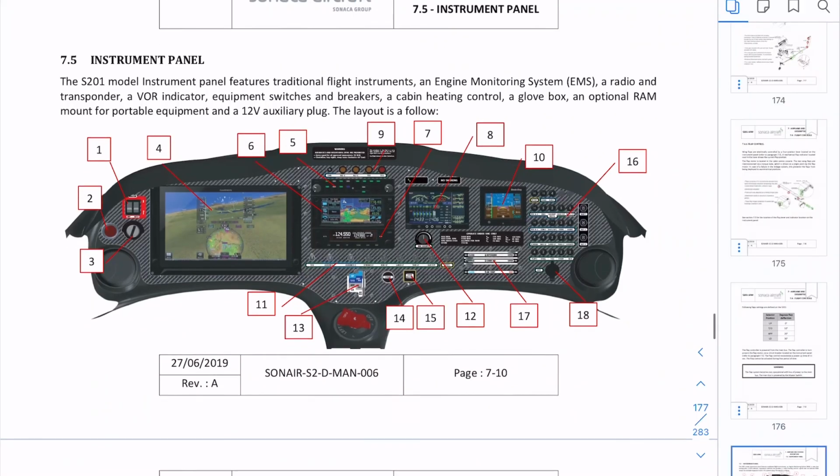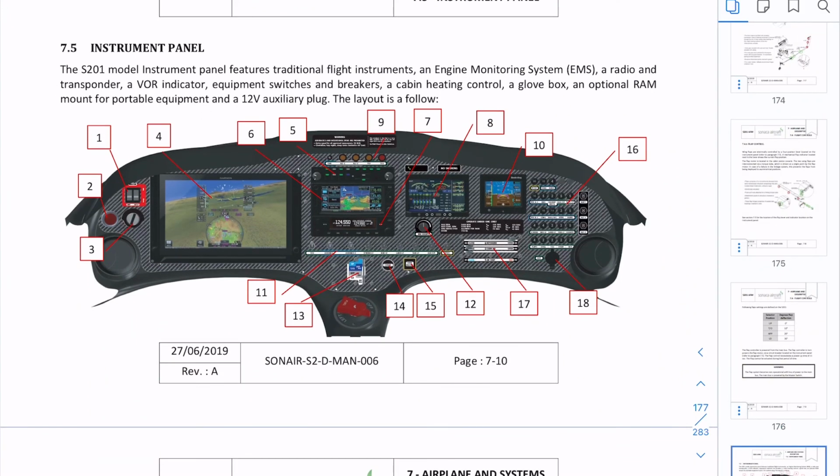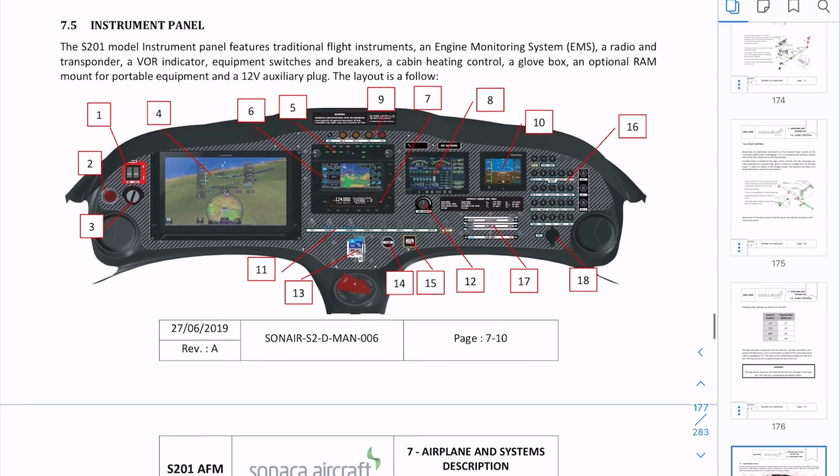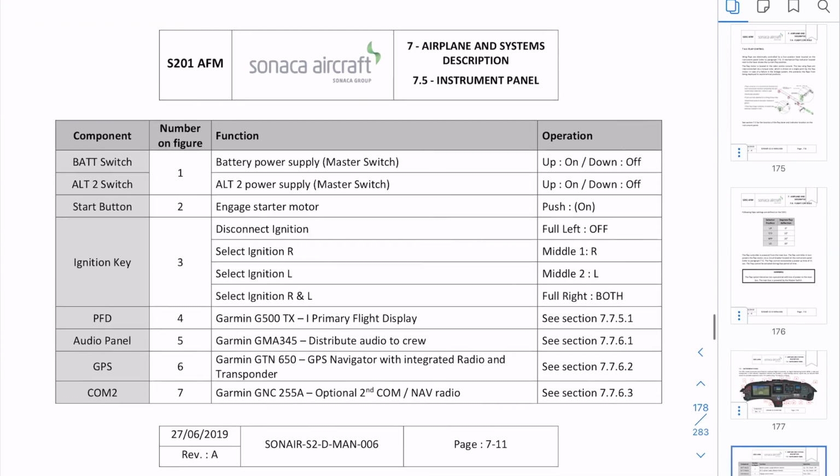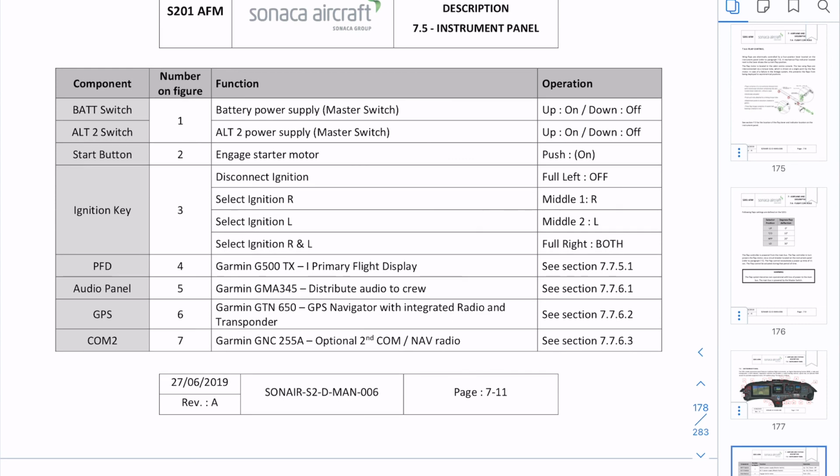Something else that you will also find inside of the AFM is the layout of the aircraft systems. For example, the Sonaca S201 that I use to train has a very modern instrument panel, and inside its AFM you can see not only the cockpit layout but also what the instrument panel features. For example, the primary flight display in this particular aircraft is a Garmin G500TX, which is a great piece of equipment.